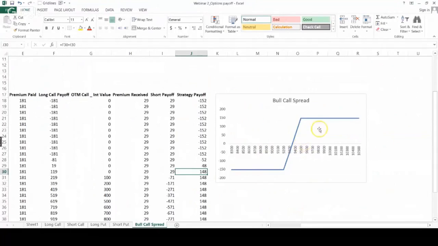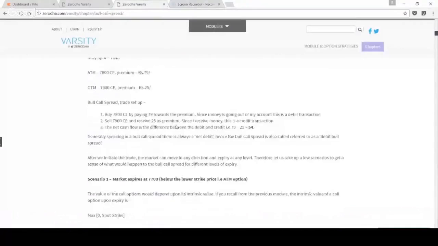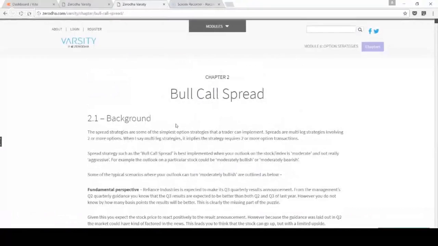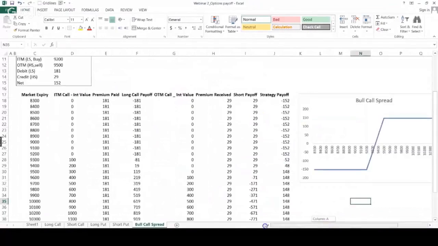Now, why would anyone want to do this strategy, and under what circumstance would it be helpful? All that is explained here in this particular chapter. So I would suggest you go ahead and read this chapter here. But the objective is something else for today. I just wanted to show how you can plot these graphs.